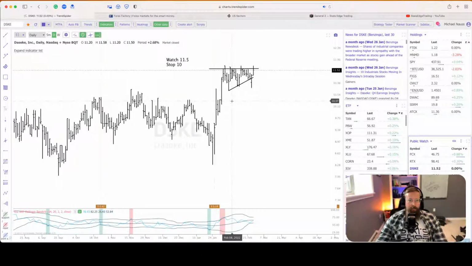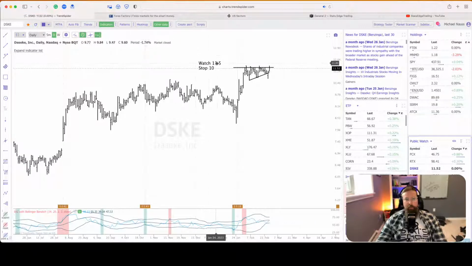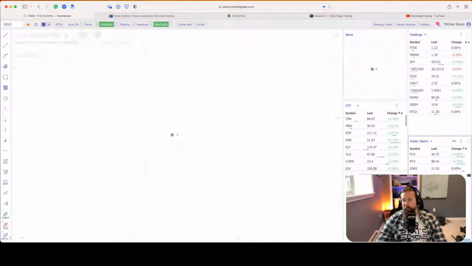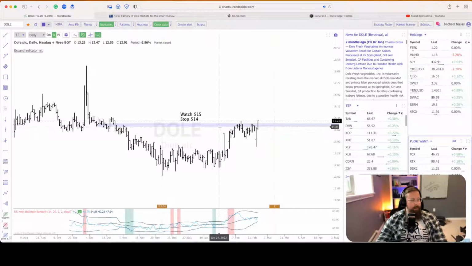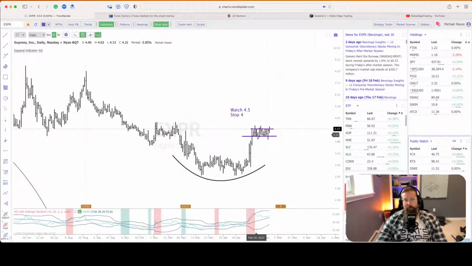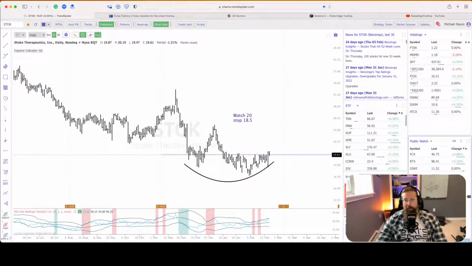DSEK, I still like the look of this one, so I'll keep it on the list, right? 11 and a half, 10, so just basically looking for this range to break. Dole, same kind of thing. I took some Dole right here, but it's still really close to 15, so I'll leave that on the list. EXPR, I've been in this one. I've only got 8 more days, so 2 weeks. I've got to look to get out of that.